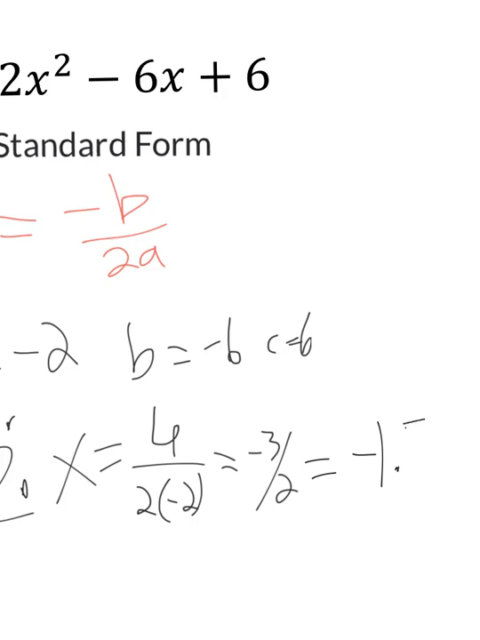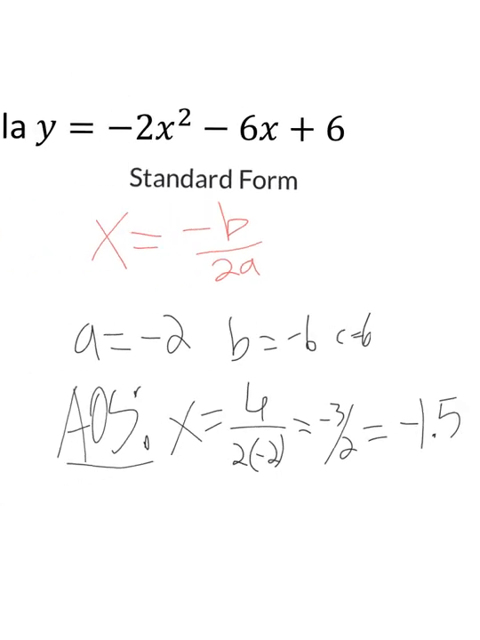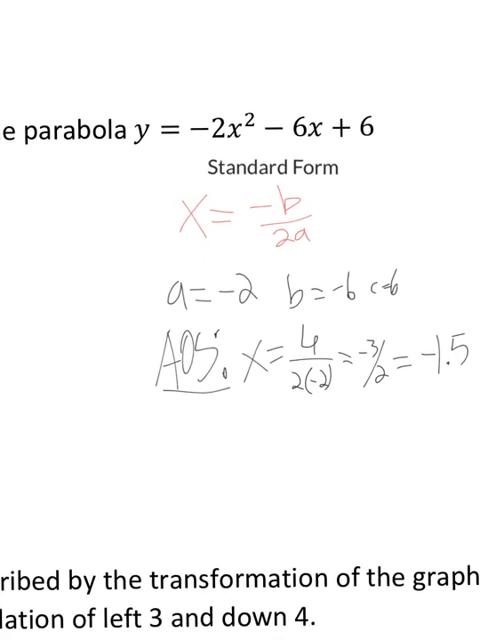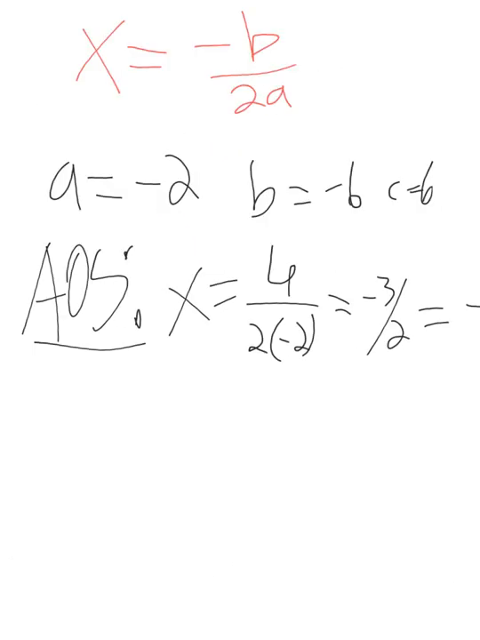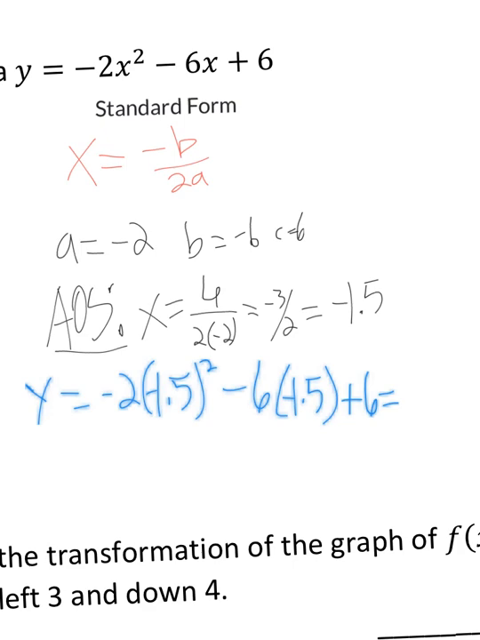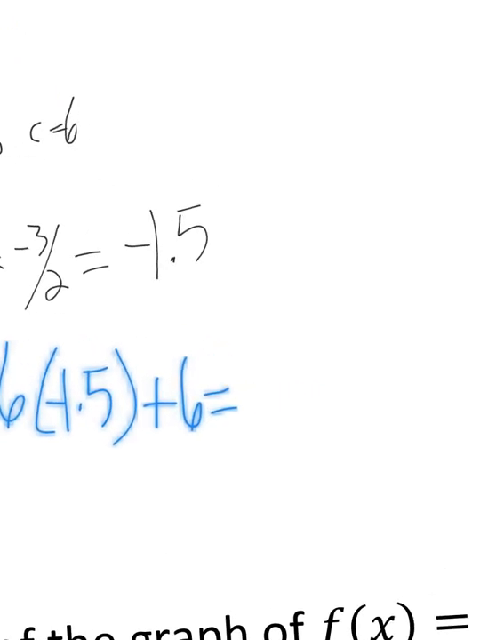Alright, so I got my axis of symmetry. The next thing to do is plug it in and get the y for the vertex. And then I'll have the vertex, I guess I should say. So here I've substituted negative 1.5 in for x. So you get negative 2 times negative 1.5 squared minus 6 times negative 1.5 plus 6. That's going to get you a y value of 10.5.